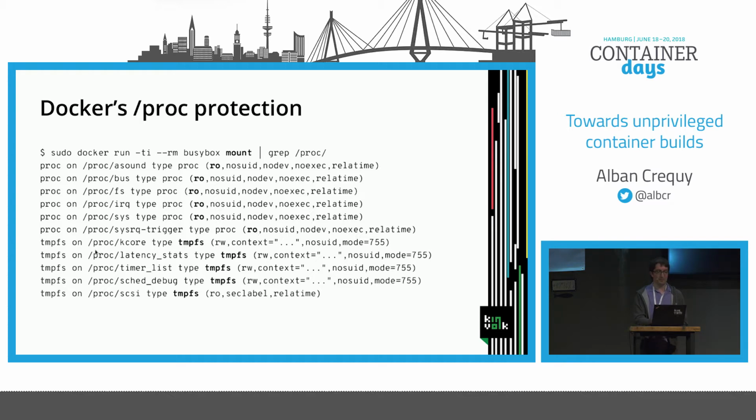And below, some files or directories are bind-mounted to completely hide some files in /proc. For example, /proc/kcore. You can access the full memory of your system here, the kernel memory. That's dangerous. So by default, it's disabled in Docker.